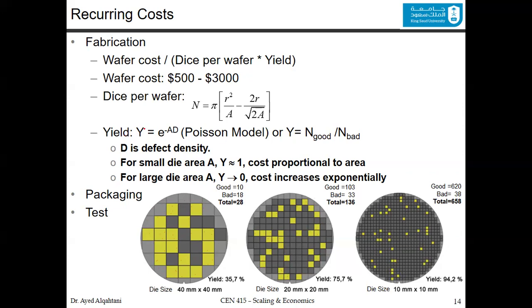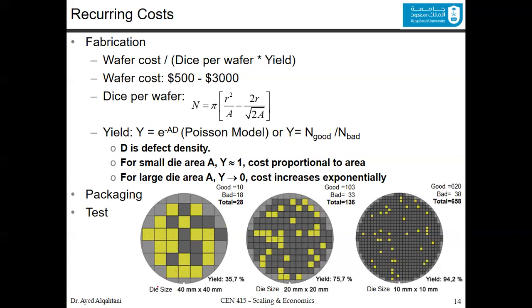The yield, or Y, is equal to e to the power of minus AD. This is actually a Poisson model, or simply the yield will be equal to the number of dice that are good divided by the number that are bad. And N, you can get by applying this equation, which represents the dice per wafer.